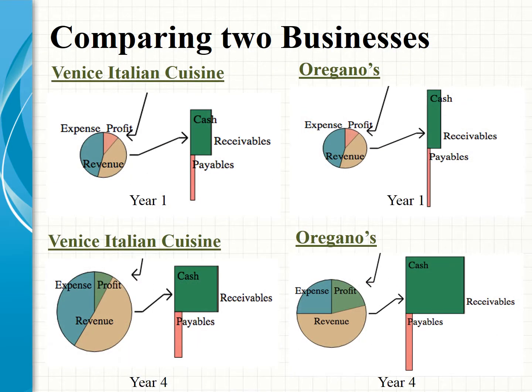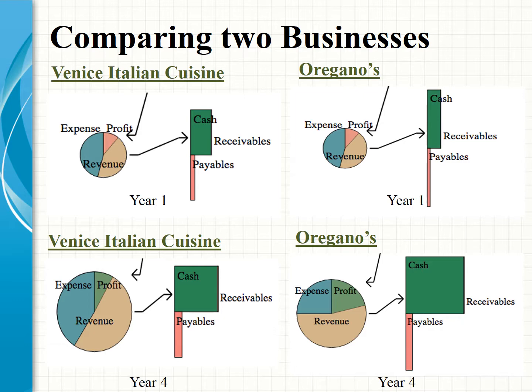In this section, we will compare the Venice Italian Cuisine restaurant to the Oregano's restaurant. Although the Venice Italian Cuisine restaurant has been liquid since year 1, it did not make a profit during the first 2 years. This really worried the Epicitos. Mr. Epicito understands that it is normal for a new restaurant to operate at a loss during the first 3 years. However, when the restaurant operated at a loss during year 2 and made very little profit in year 3, the Epicitos decided to do a competitor analysis.